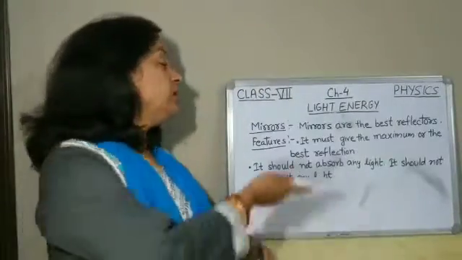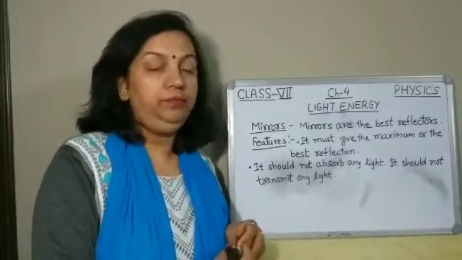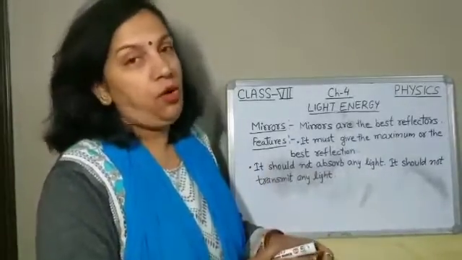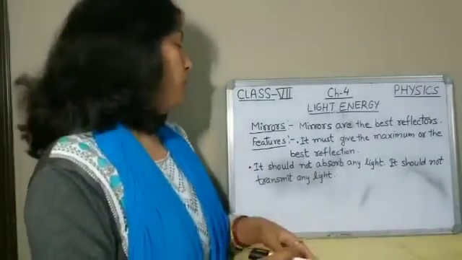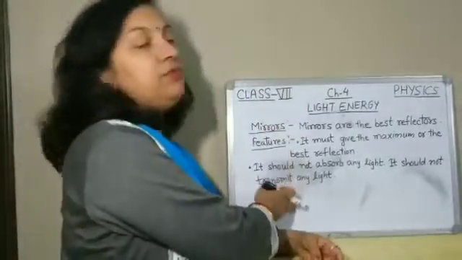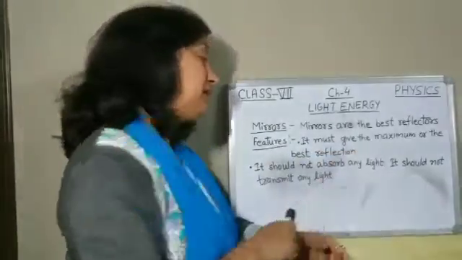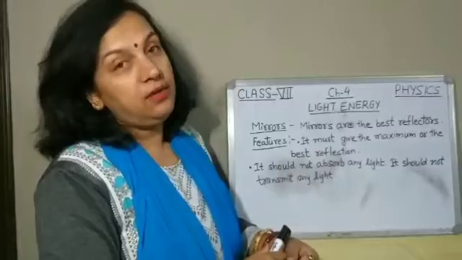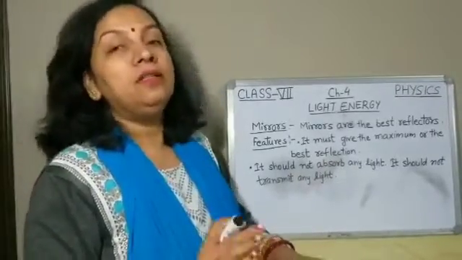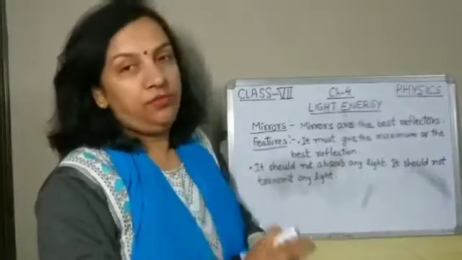Now our next topic is mirrors. You all know about the mirrors. Mirrors are the best reflectors of light. So a good mirror should have these features. Number one, it must give the maximum or the best reflection. How is it possible? If it is polished and it has a smooth surface.